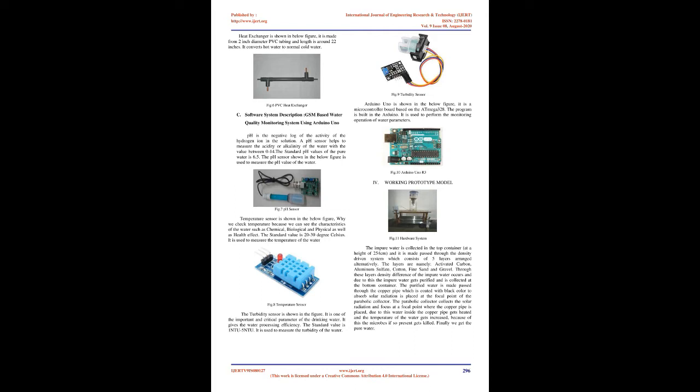3. System implementation. A. Block diagram methodology. As shown in the figure, the impure water is taken at the top of the container, then it is given to the density-driven system. The system contains 4 to 5 layers such as activated carbon, aluminum sulfate, cotton, fine sand, and gravels. Then the water flows through the parabolic collector, in which some of the microorganisms are killed with the help of solar radiation.